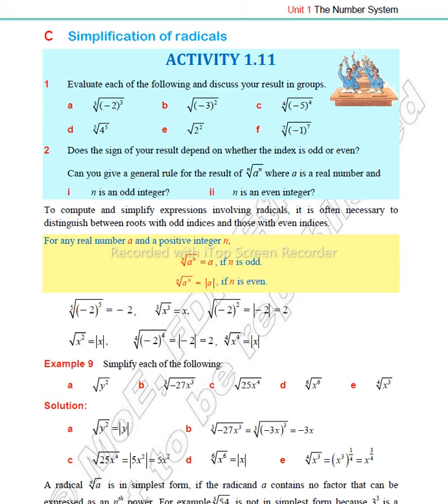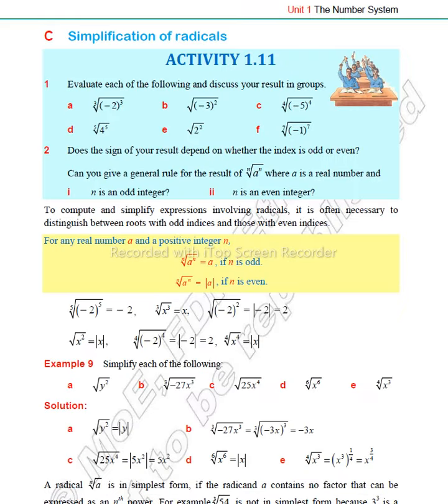Let us do some of them. For example, evaluate each of the following and discuss the result. Here we see three examples, A, C, and F. By jumping one letter, we will see all of them. Let us start with the cube root of negative 2 to the power of 3.